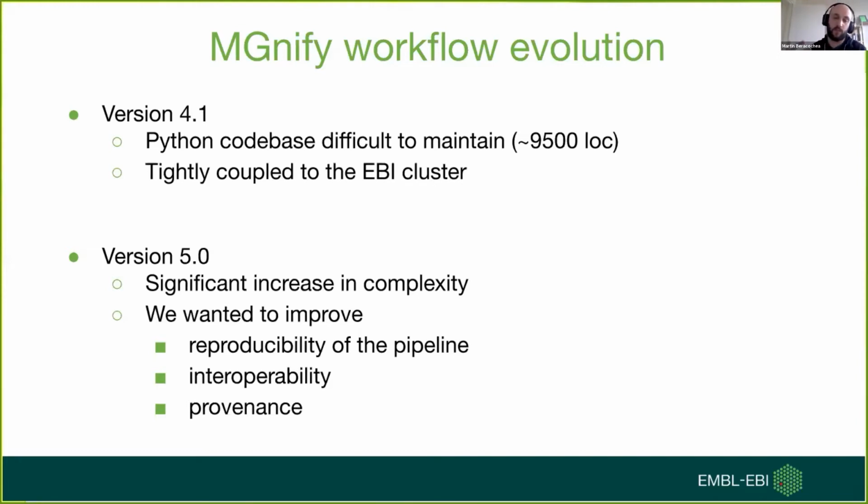much more easily. And also, as we provide a service to the public, we wanted to do this in a standard way. So we wanted to improve the reproducibility of our pipeline, because with version 4.1, it was nearly impossible to run that outside the EBI cluster, so we couldn't share the pipeline with other people. And we also wanted to improve the provenance of all of the different output files we produce. So basically, we wanted to track back, for any given output file of the pipeline, how that file was actually produced, to improve the interoperability and reproducibility of our pipeline.